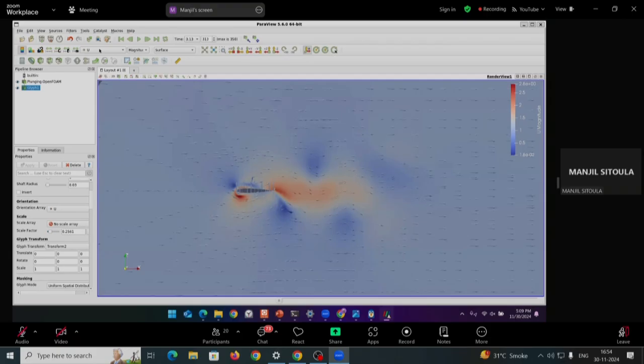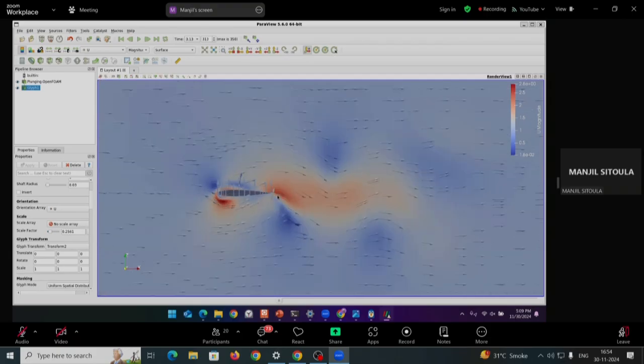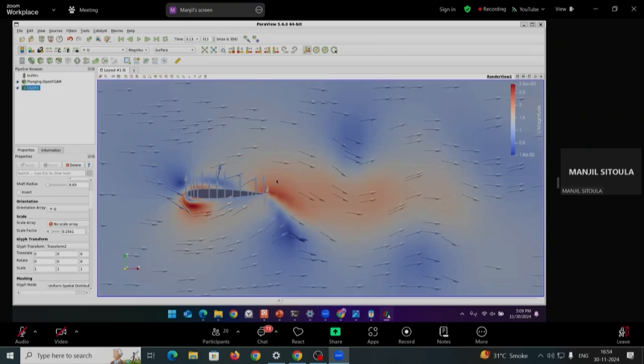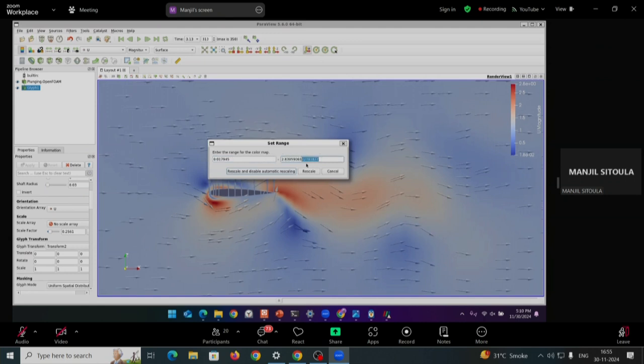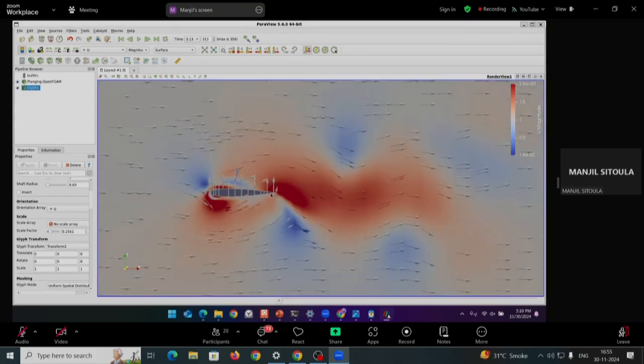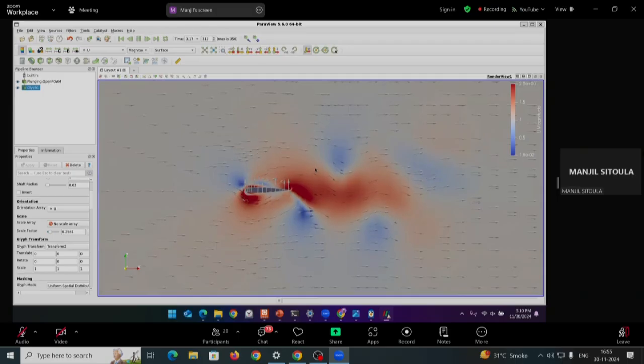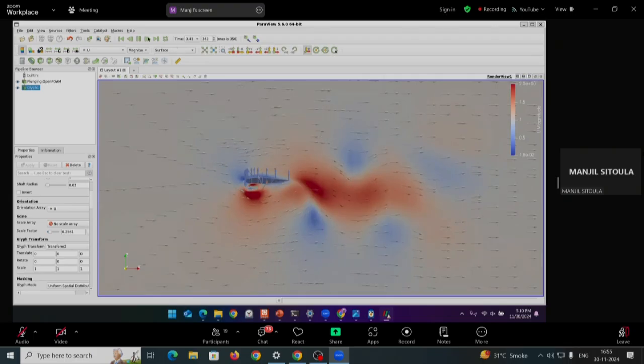We can see how the flow is bending and curling in these sections. These vectors give us the visualization of how the flow is bending or curling in these areas. If you need a better visualization, we can just decrease this. Now let's play our simulation. Here we can see that the vectors change direction as the airfoil is moving.